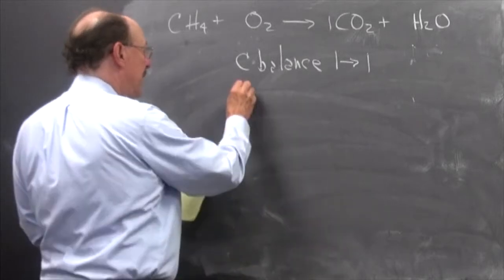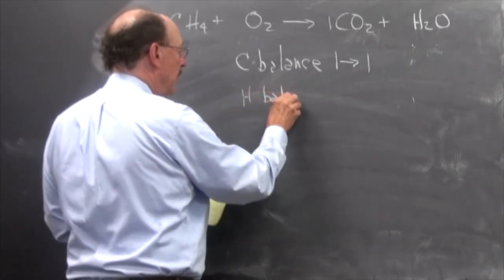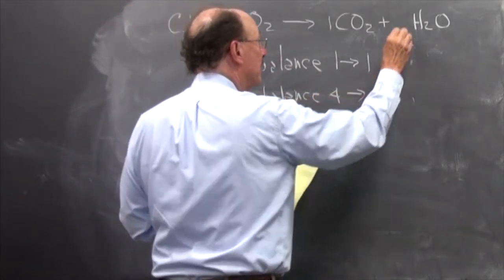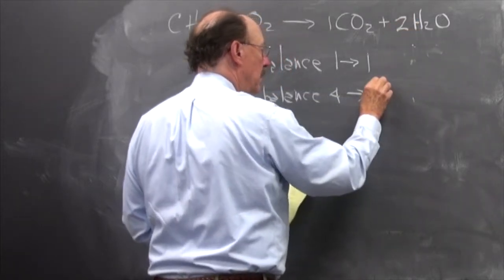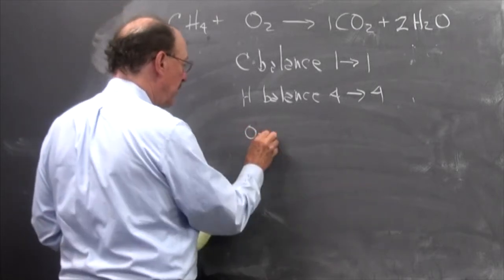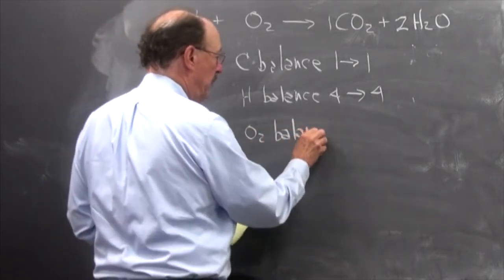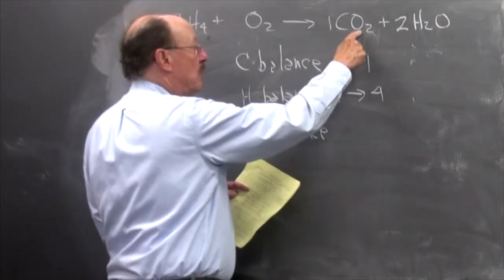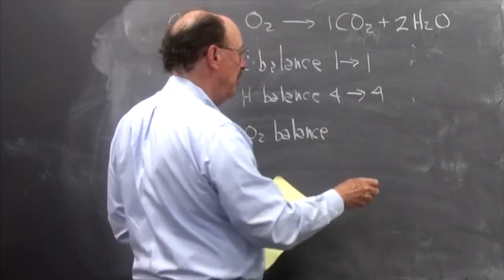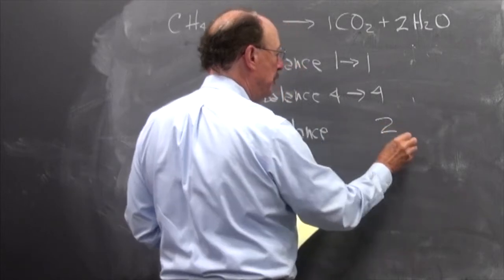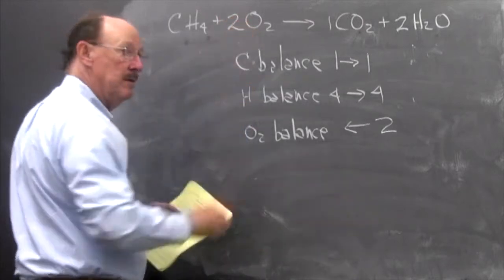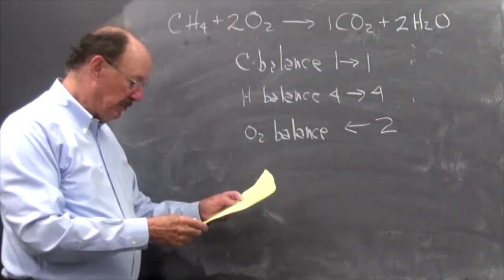Now we do a hydrogen balance. I have 4 here, so I need 4 there, so I have to put a 2 here. So I'm balancing that. Now we do an O2 balance, and we're going to go the opposite way. I have 1 O2 plus 1 O2. So we're balancing for O2, not for oxygen. I now need 2 O2s, and so I need a 2 here. And there we balance this equation.